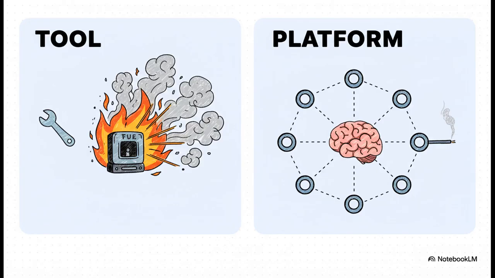A tool, well, it's purely reactive. It's kind of like the fire alarm that only goes off when your house is already on fire. A platform, on the other hand, is proactive. It's more like a smart sensor that smells the smoke, figures out it's coming from some faulty wiring, and tells you exactly how to prevent that fire from ever starting. That is the massive leap we are talking about today.